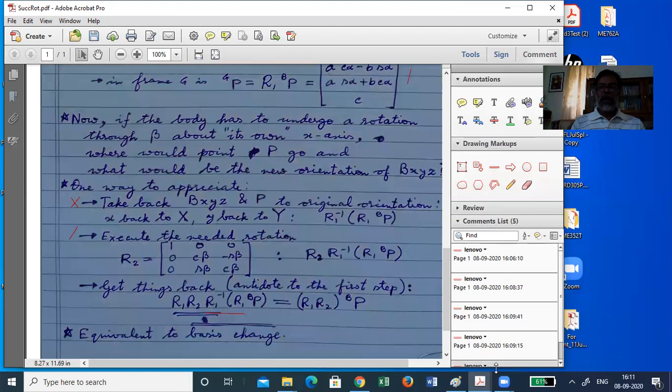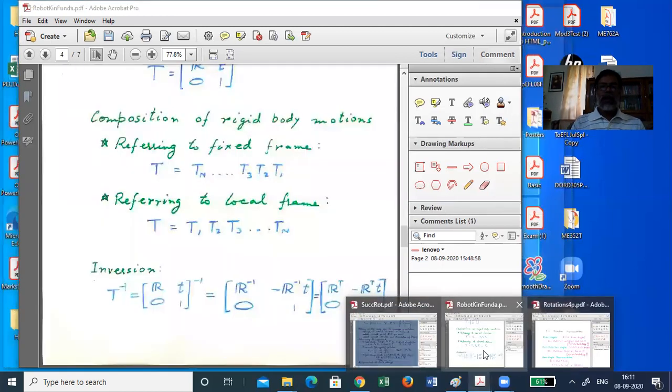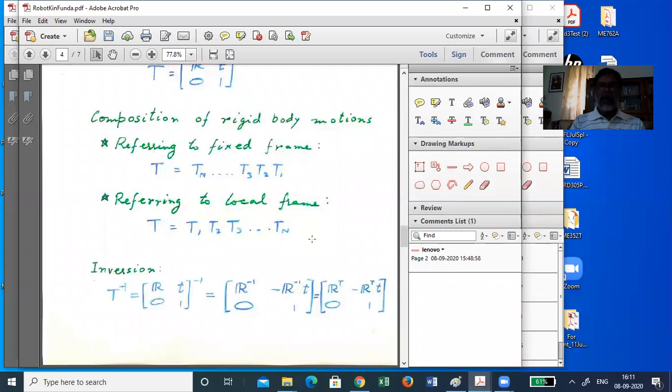And the same thing in a more general way, including rotation and translation together, turns out to be like this. When each successive rigid body motion is referred in or specified in the fixed frame, then it is successive pre-multiplications. When each is specified in the local frame, then it will be successive post-multiplications. And inversion also is very straightforward.